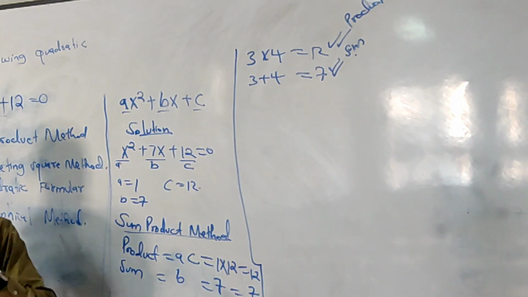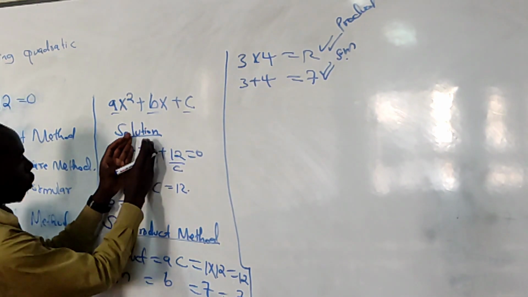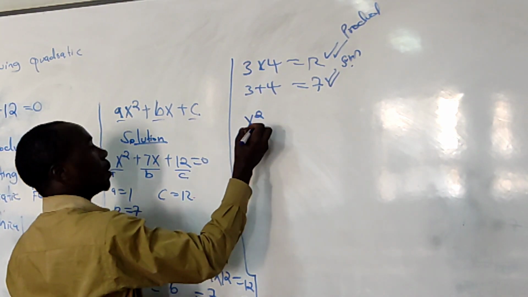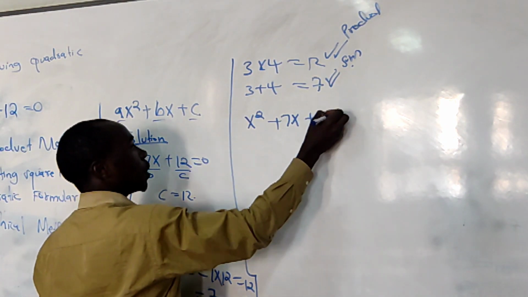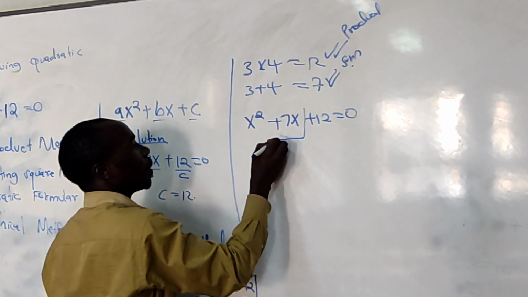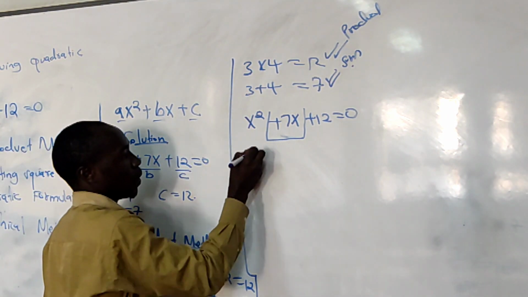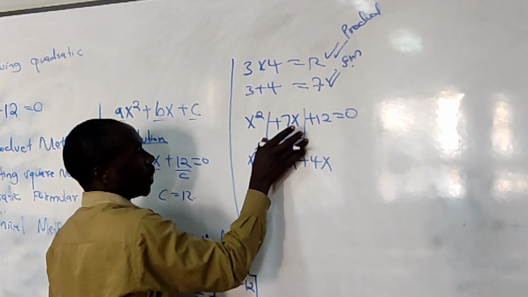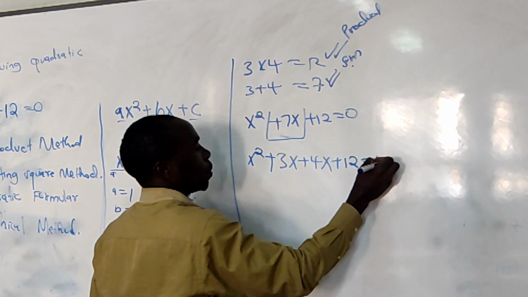Once you've gotten the two numbers, you come back to your equation, x squared plus 7x plus 12. Then you replace the position of b with the two numbers that you've gotten. So let me rewrite the equation again: x squared plus 7x plus 12 equals 0. But now the position of 7, we are going to replace with the newly found numbers, positive 3 and positive 4. So you write here x squared plus 3x plus 4x. So we replace the position of b, and you let the position of c remain constant. 12 equals 0.